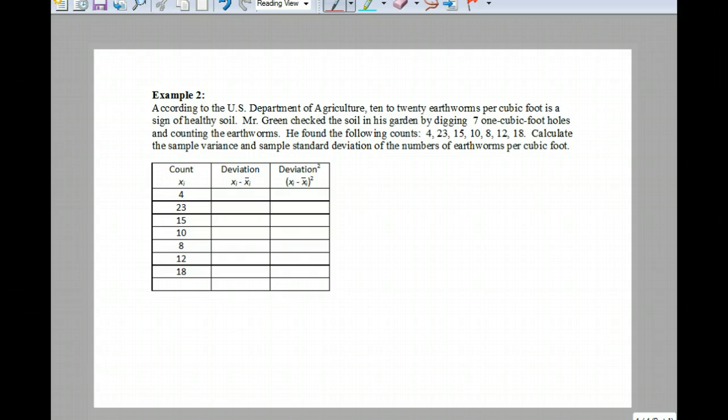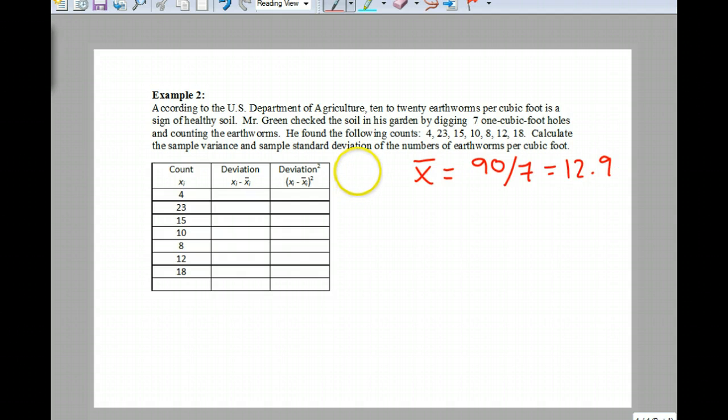Okay, so the first thing we got to do is what? What do we got to find first? The mean. Yay, good job. It's x bar this time instead of mu. Okay, so we need to sum all these up. So that's going to be 4 plus 23 plus 15 plus 10 plus 8 plus 12 plus 18. Did you guys get 90? Yeah. Okay, and then there's 7 data points, so we're going to divide that by 7. And that's 12.9.